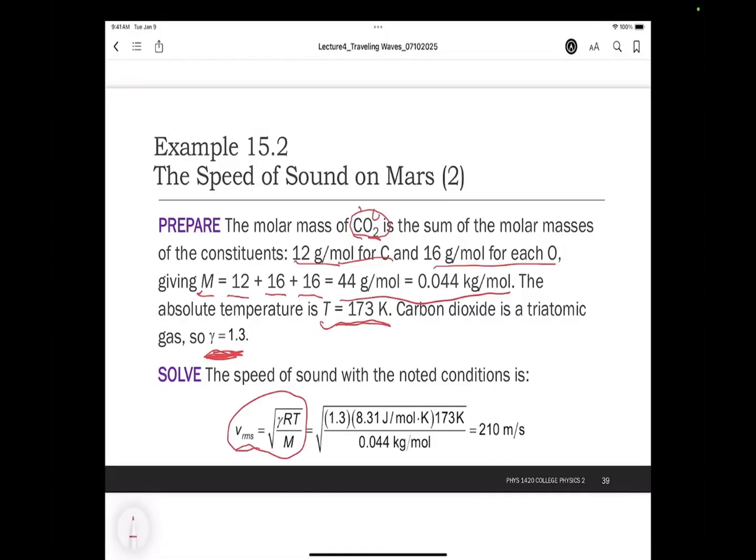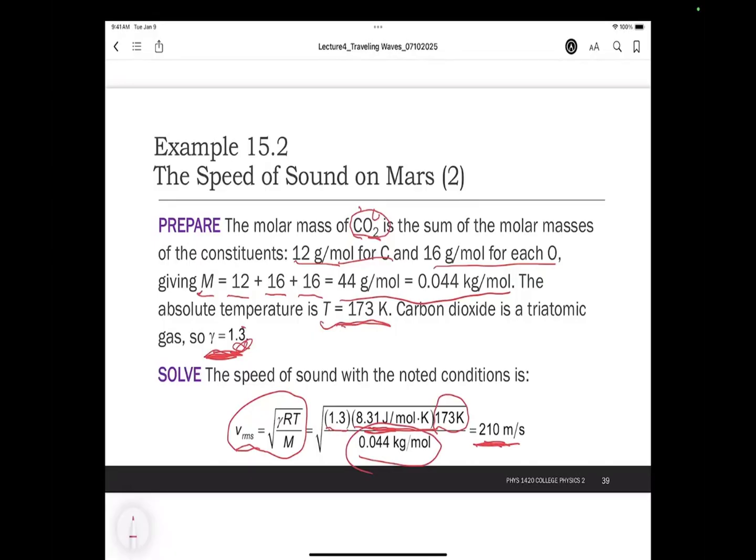Actually, this one is a fixed value for CO2, and then this one you can get, and this one we can get here, and this one we can also get. So it is 210 meters per second. This is the speed of sound on Mars. Does it make sense to you?